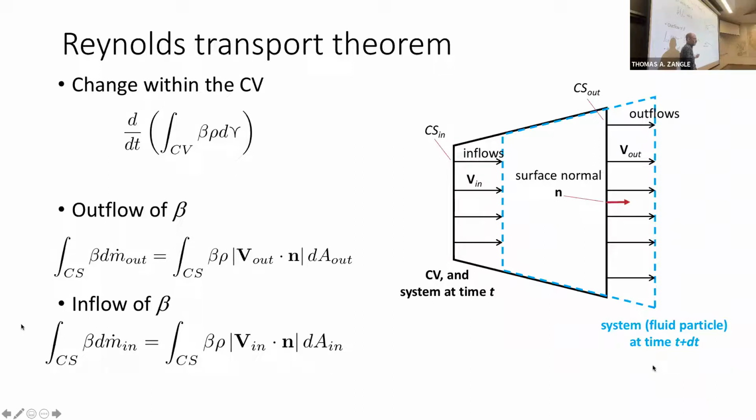Can you say one more time what n is? Yeah, so n, that's right, I don't know if I ever said that. So n is the surface normal. It is a unit vector that points in the direction perpendicular to the surface.